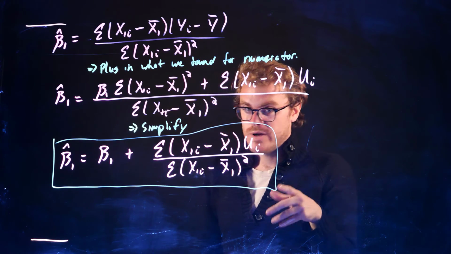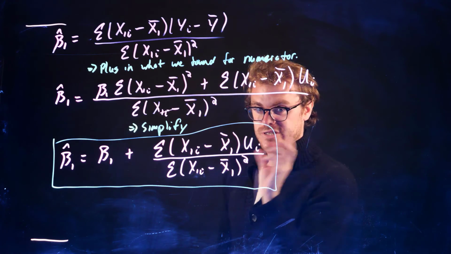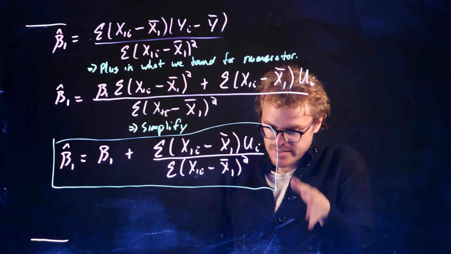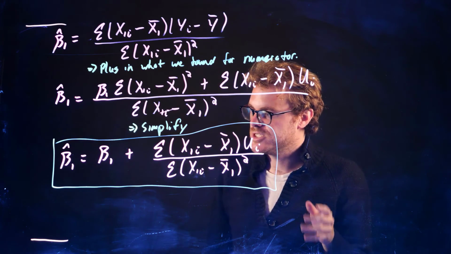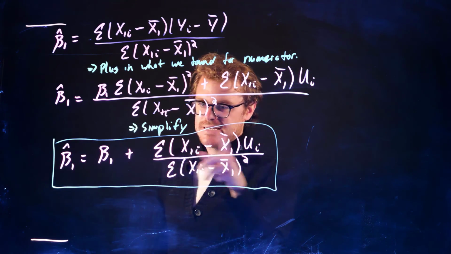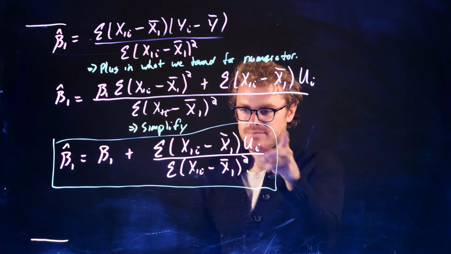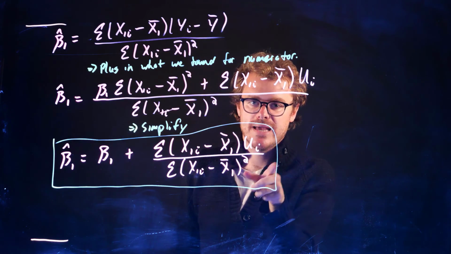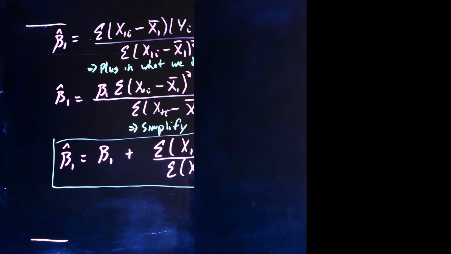So now when we want to figure out the expectation to know if it's unbiased or not, or to know what the middle of the distribution and the mean of the distribution is, we need to take the expectations of both sides. And then we'll have to think about those assumptions that we had to make to help us out.